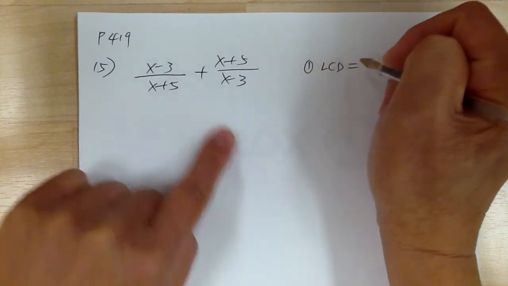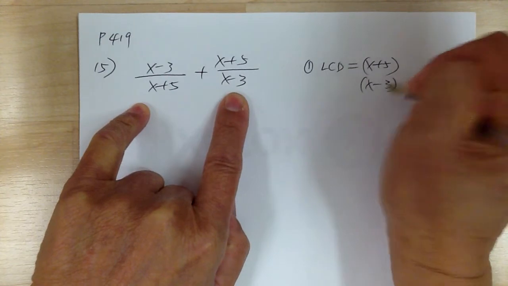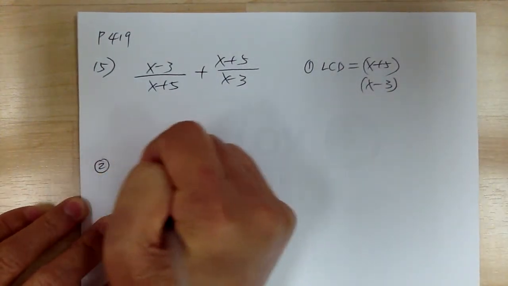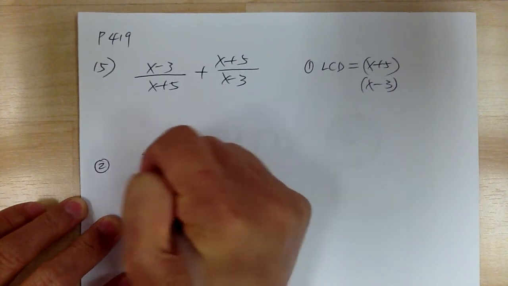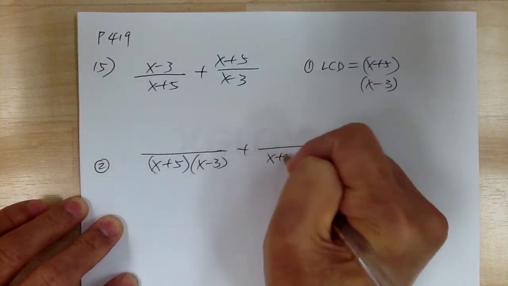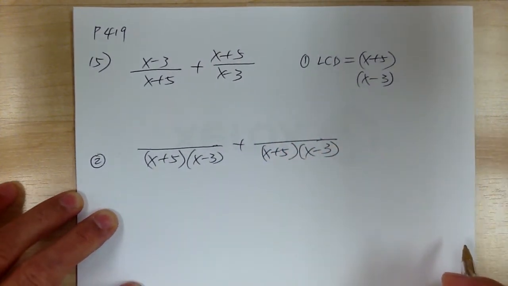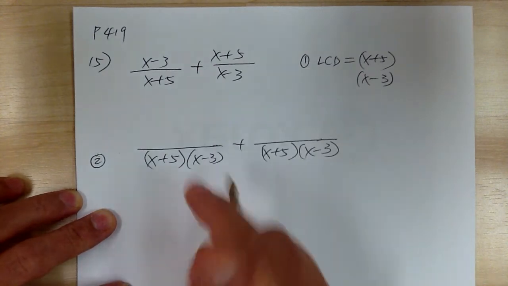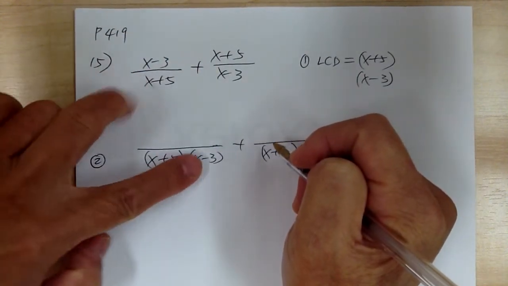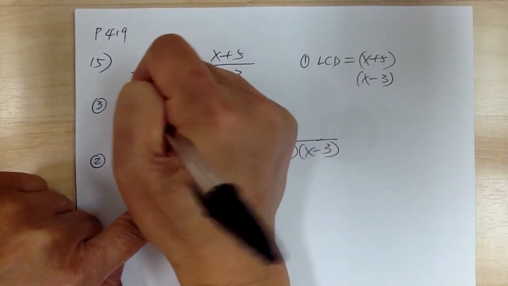Get your LCD. So LCD would be x plus 5 and x minus 3. So go to step 2. Step 2, get your LCD ready. Again, every problem you go through those same steps. So don't do any weird stuff. So step 3, check what you're missing. So from here to here, you're missing this one here. So you need to get x minus 3. That's what you need to multiply.